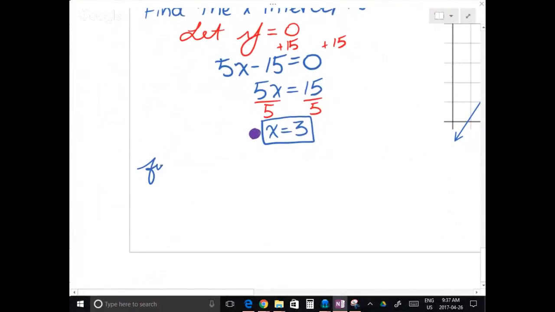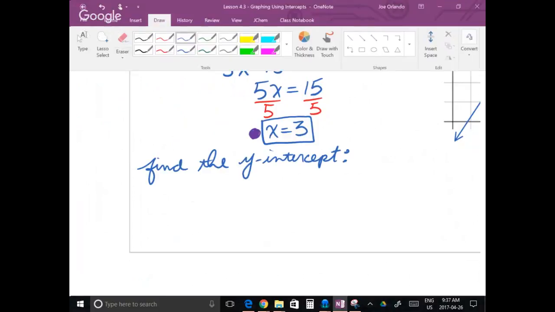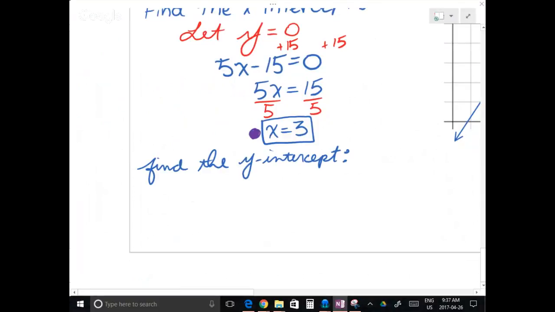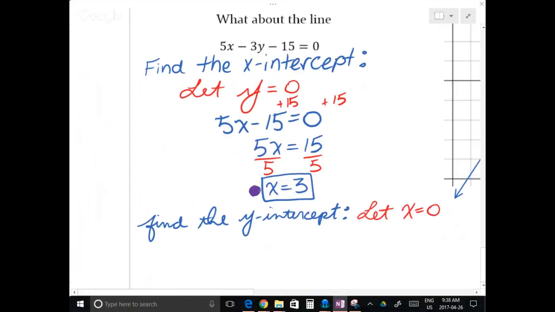Yeah. Shh. Stop fighting. Okay, to find the y-intercept, what do I have to do? Okay, to find the y-intercept, we're going to let x equal 0. Good. Now, with that in mind, let's look at this equation.